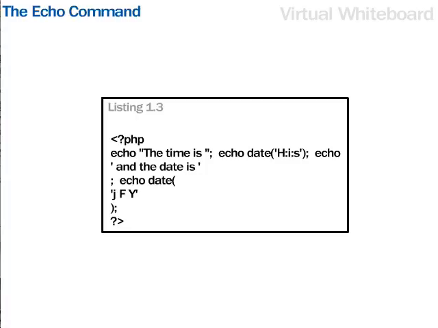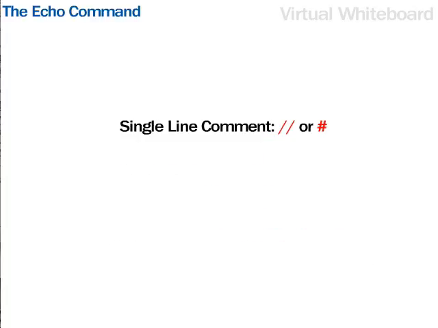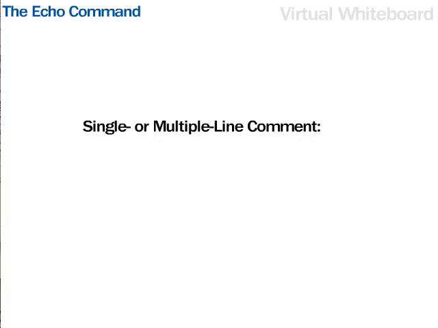A good way to make sure your scripts don't come out unreadable is to add comments to it. A comment is basically a piece of free text that can show up anywhere in a script and is completely ignored by PHP. Let's take a minute to look over a few of the different comment styles that are supported by PHP. First is the single line comment, where everything to the end of the current line is ignored. There's also the single or multiple line comment, which means that everything shown between these symbols will be ignored.